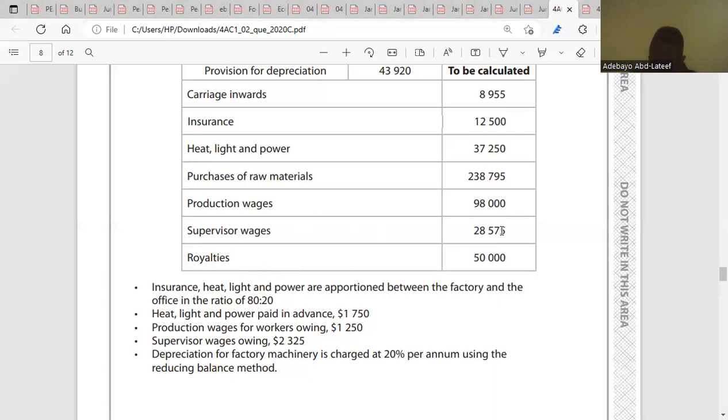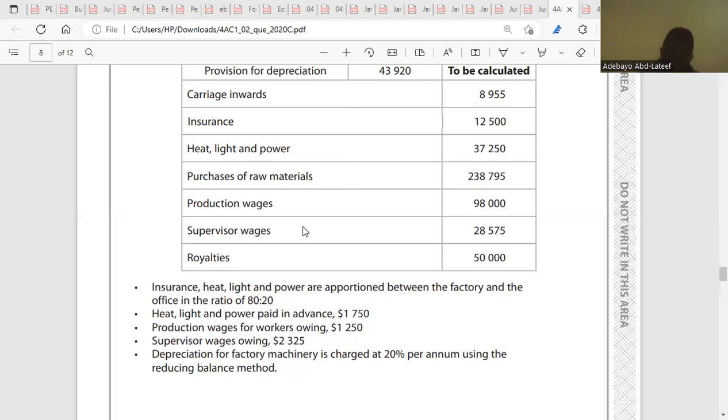Supervisor wages is 20,575, right? But there is the one owing. So we have 28,575 plus additional information 2,325. That's 30,900. So supervisor wages is 28,575 plus the one owing and in the additional information 2,325. That gives us 30,900. Is it clear? All right.